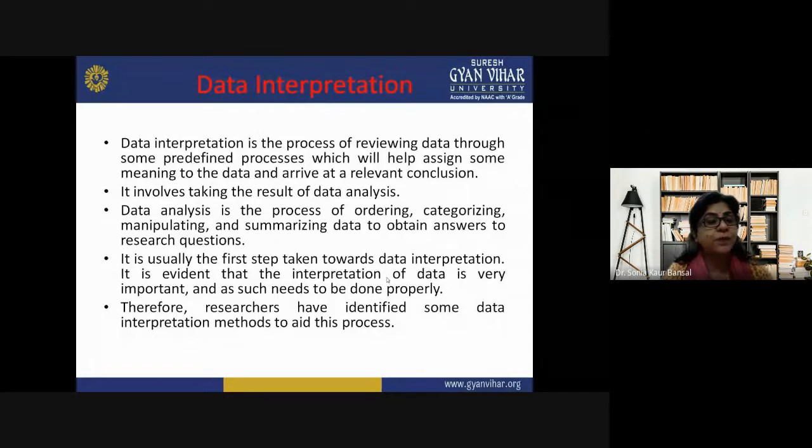All right. To sum up this presentation, I would like to say on this slide that data interpretation is a process, students. Number one, remember this, it's a process. And in a process, we are going to follow steps 1, 2, 3, 4. Second thing you have to remember from this slide, data interpretation will help you in giving meaning to your data. Third, it will help you in arriving at relevant conclusions. And fourth, very important, this is a process of ordering, categorizing, manipulating, and summarizing data to obtain answers to research questions. So this is about data interpretation in this slide.